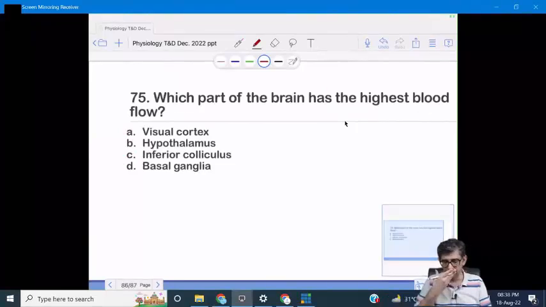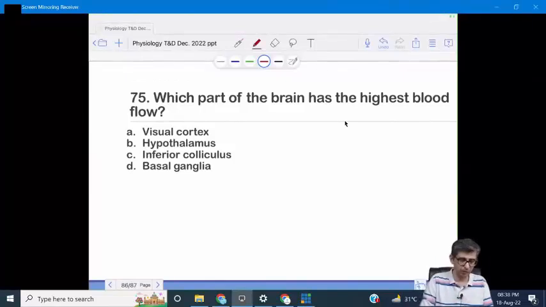Coming to 75. The question says, which of the following parts of the brain would be having the highest amount of blood supply?